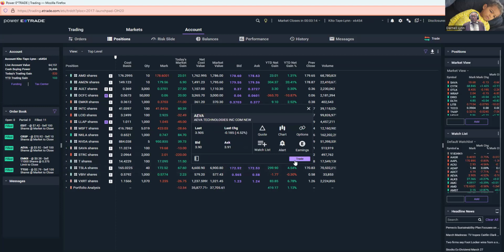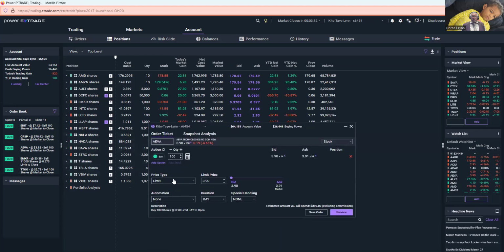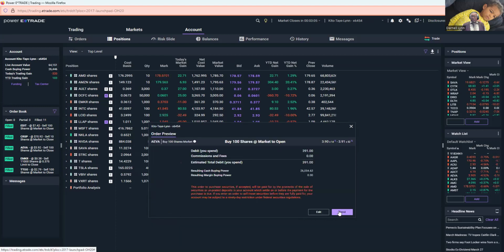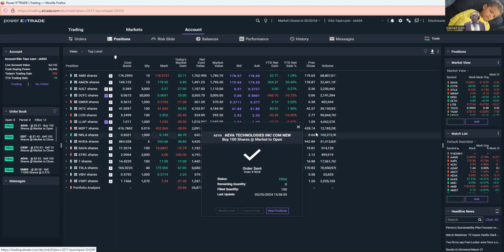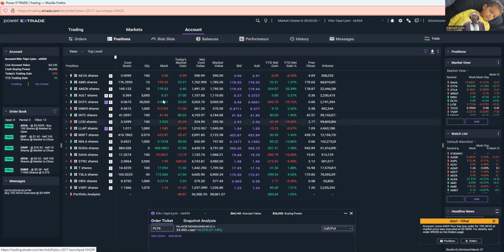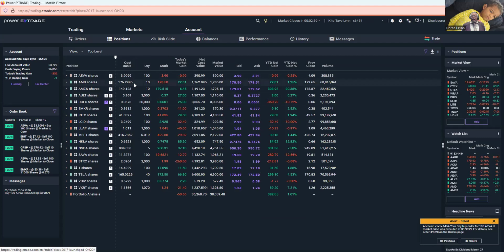I still like this one. So I'm going to still buy about 100 of them. I don't care. I still like them because I think they're going to do something. They just got back on the NASDAQ. So let's see what they do in the future. Okay. They're not doing anything now, but let's see what they do in the future.